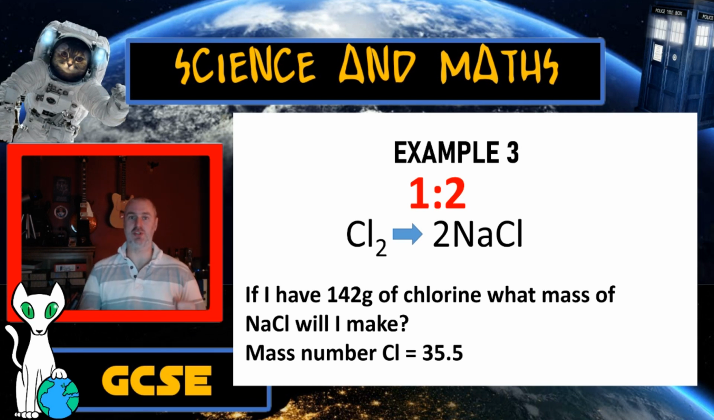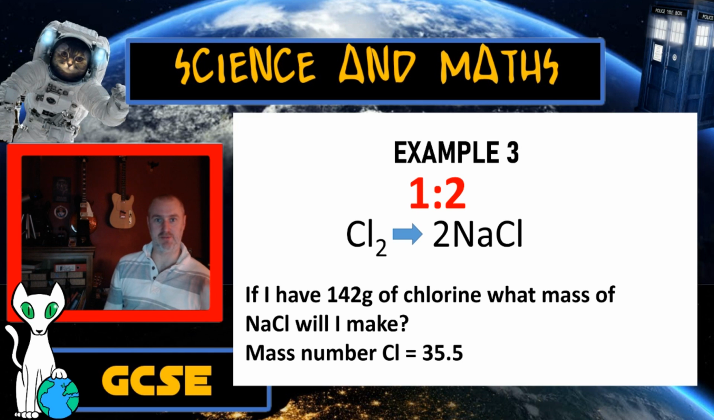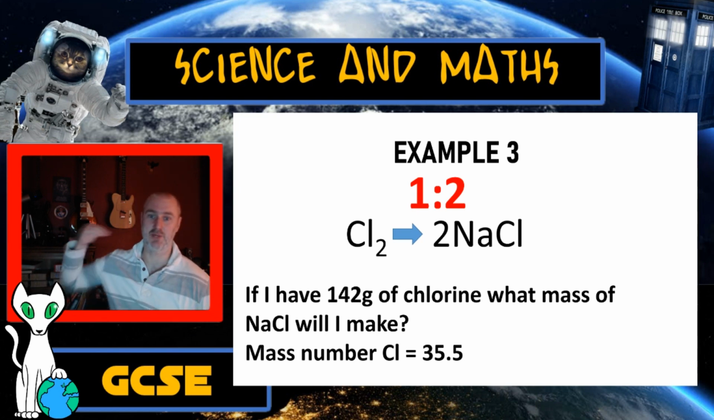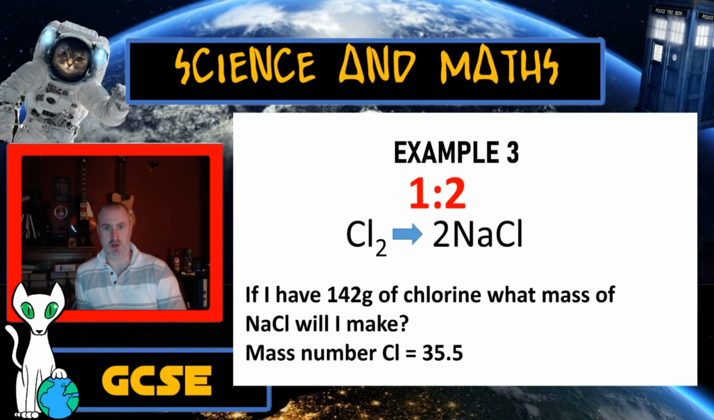We know it's a 1 to 2 ratio, so however many moles of chlorine we have, we are going to make twice as many moles of sodium chloride. If I add 2 moles of chlorine, I'm going to make 4 moles of sodium chloride. If I add 10 moles of chlorine, I'm going to make 20 moles of sodium chloride.